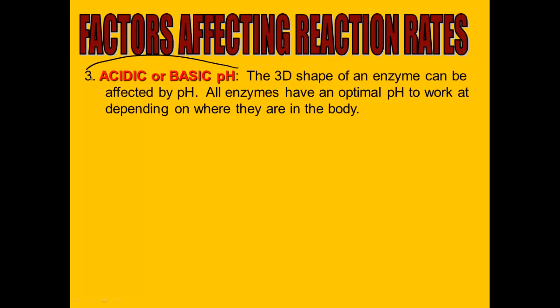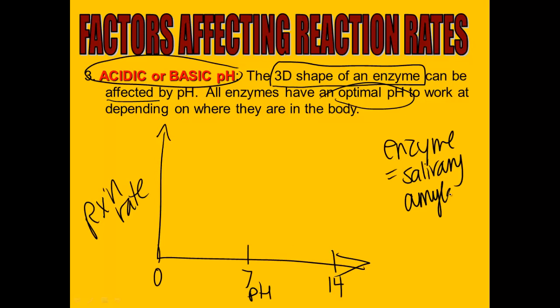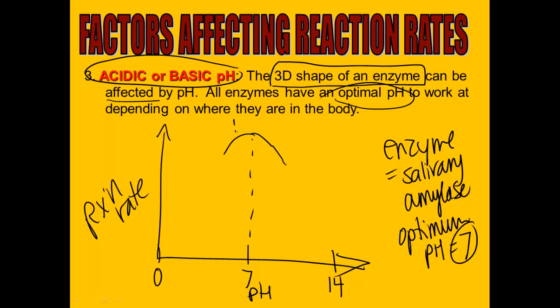Next factor that can affect the reaction rate is pH. If you're too acidic or too basic, again, you can denature the enzyme, change its shape, and so the enzyme can't do its job anymore. And every enzyme that works in your body has a different optimal pH that it likes to work at. So if we look at this graph, let's look at the enzyme salivary amylase. Salivary amylase is an enzyme that works in your saliva. It is neutral in your mouth, so it has an optimum pH of 7. So let's draw our graph at pH of 7.